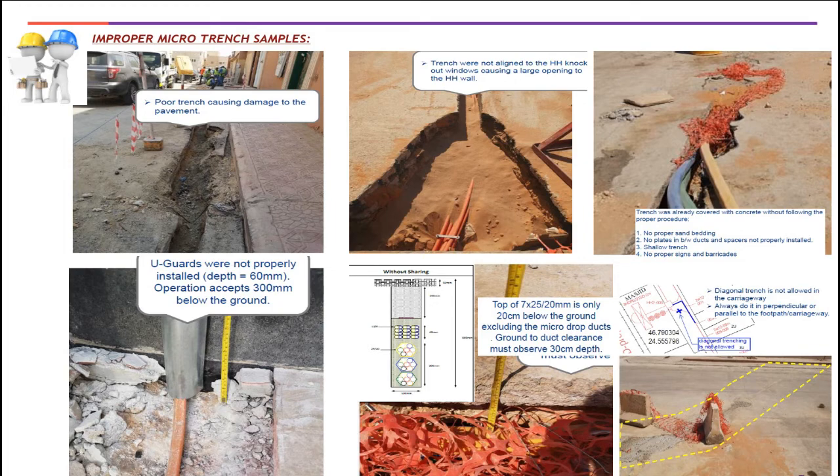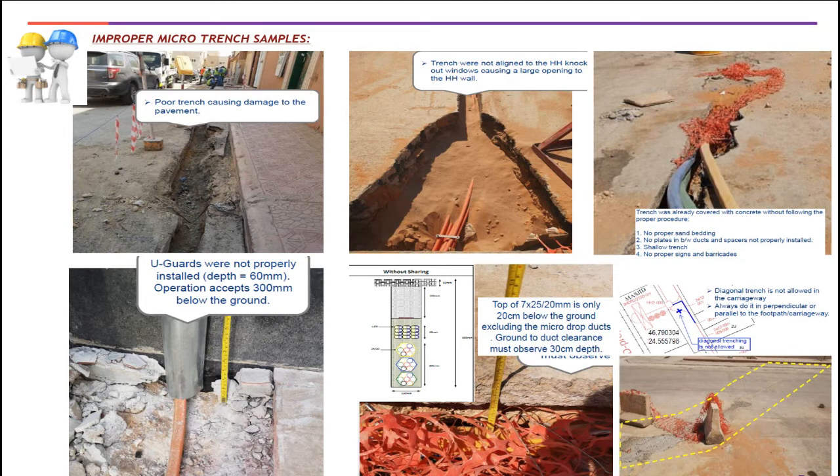Okay, so another picture on your right side: trenches were not aligned to the handhole knockout windows, causing a large opening to the handhole wall. So if you have these very big openings, this will cost you a lot of money to restore the pavement, because you will place a lot of concrete mix and backfilling, plus extra time to reinstate this big opening, which at the end will cost you a lot of money to restore this wide trench.